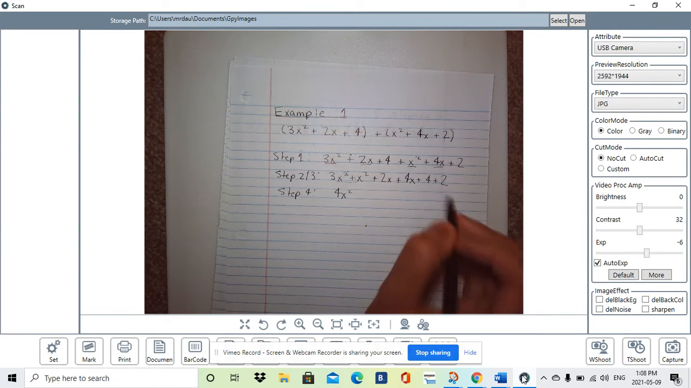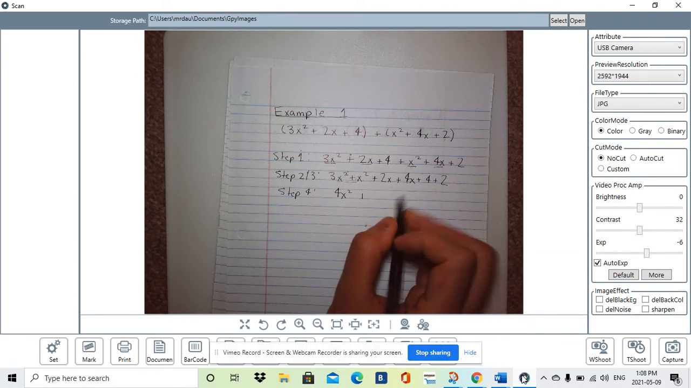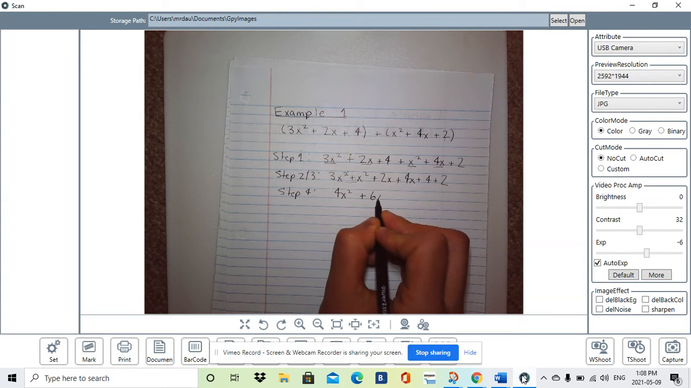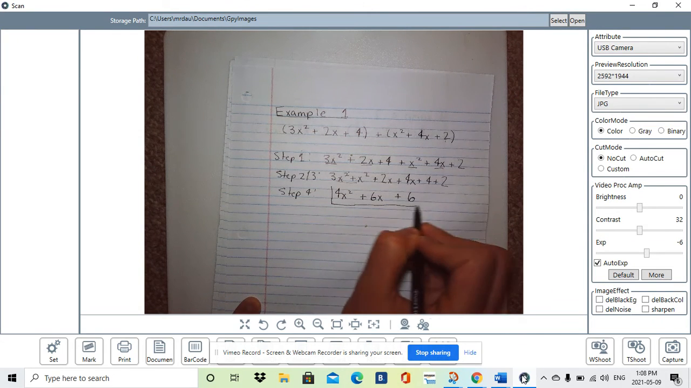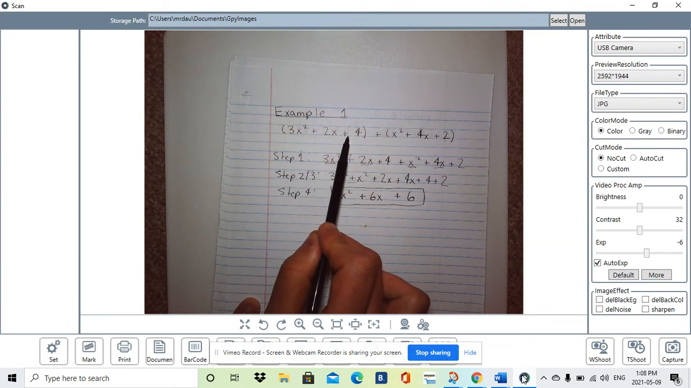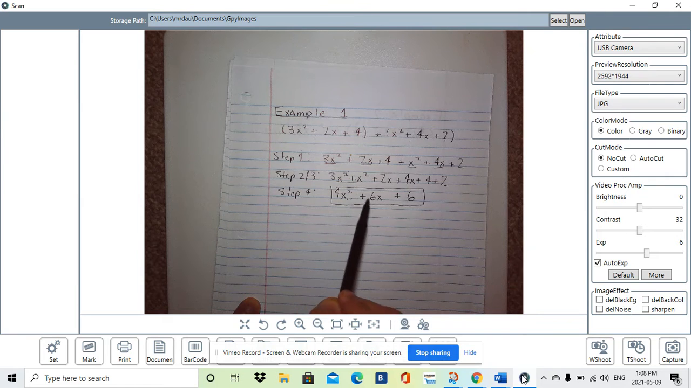2x plus 4x, again, is 6x, because 2 plus 4 is equal to 6, and we've got to include the variable. And then finally, 4 plus 2 is equal to 6. So we added these two polynomials together, 3x squared plus 2x plus 4 and x squared plus 4x plus 2. We got 4x squared plus 6x plus 6.